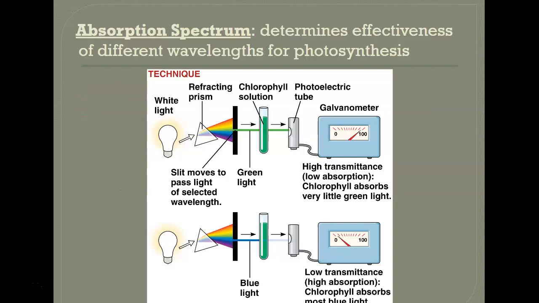There was an experiment, and there are a couple of slides, and they talk about it in your book, about how this absorption spectrum was discovered. It doesn't really matter if you know that. Just know that there's something called an absorption spectrum, and it shows you what wavelengths of light are highly absorbed by certain pigments. And this photo is kind of highlighting how they actually registered that.